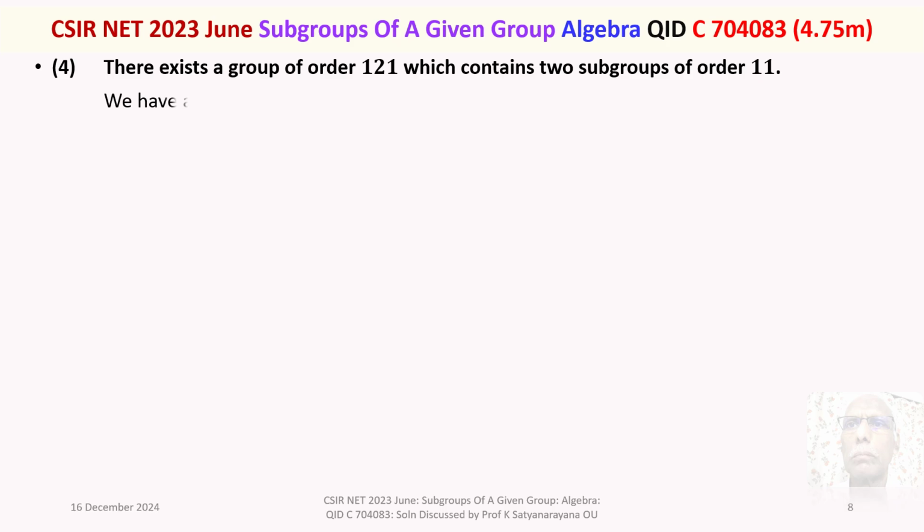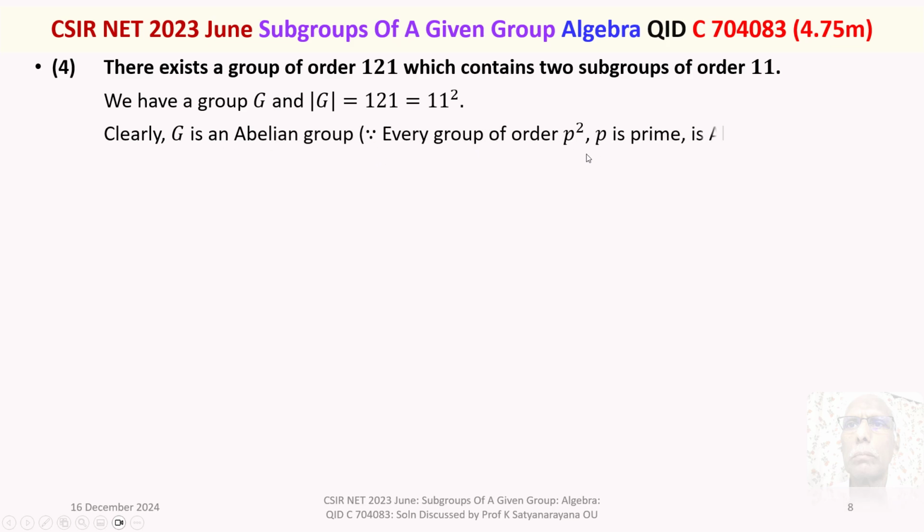We argue now. We have a group G. Order of G is 121, 11 squared. Clearly, G is an abelian group because every group of order p squared, where p is a prime, is abelian. 11 is prime, therefore with order 11 squared, you have a group which is abelian. And for abelian groups, if G is an abelian group of order 11 squared, G is isomorphic to either Z11 squared or Z11 ⊕ Z11, the direct product of Z11 with itself.